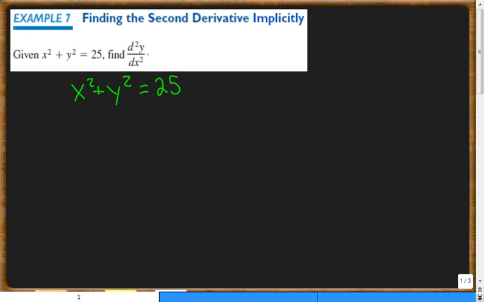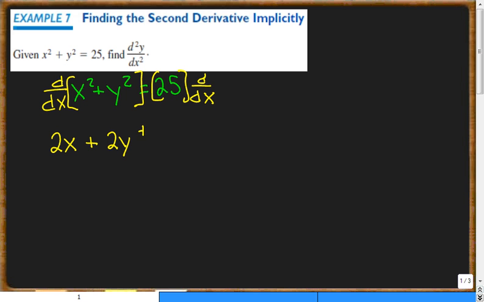So we start off, we need to differentiate both sides with respect to x. You differentiate x squared with respect to x, and you get 2x. You're then going to differentiate y squared with respect to x, so you get 2y dy/dx, and then you differentiate 25, which is just going to be 0.